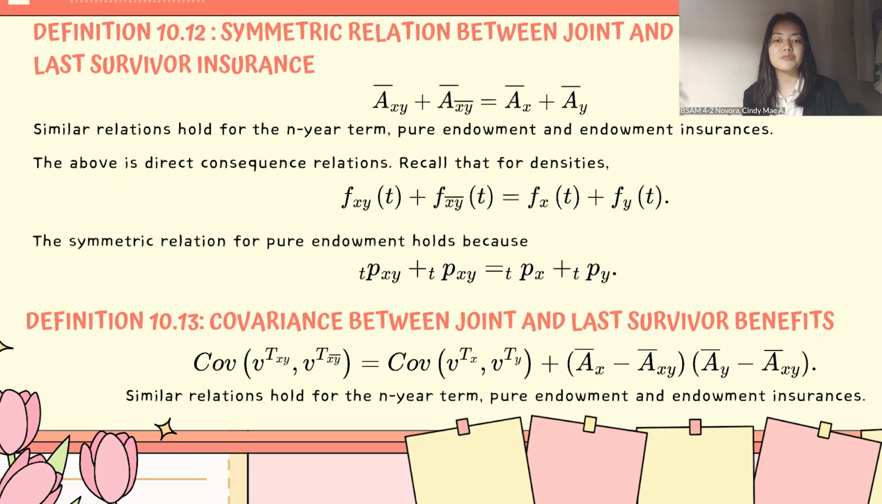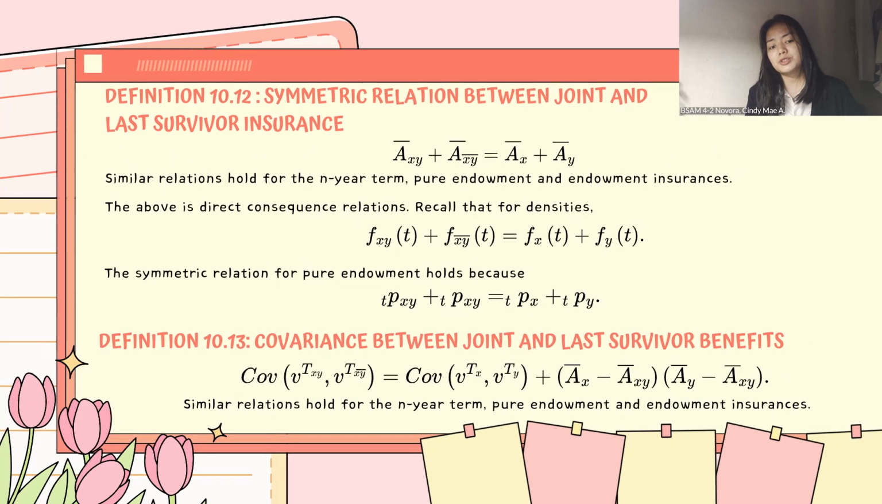Next, we have definition 10.13 as we can see on the screen. This is applied when two lives are insured together, helping measure how their survival times relate. It calculates dependence between insured lives, which is crucial for pricing joint life and last survivor benefits. Lastly, it helps insurers assess risk and ensure they hold adequate reserves for payouts.